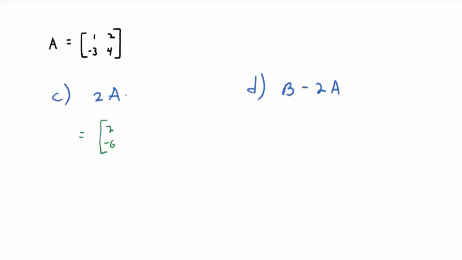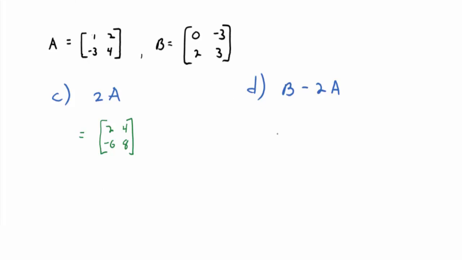2, negative 6 going down. 4 and 8. Mathematical rebel, yeah. Okay. Now, take a look at what we're doing in part D.